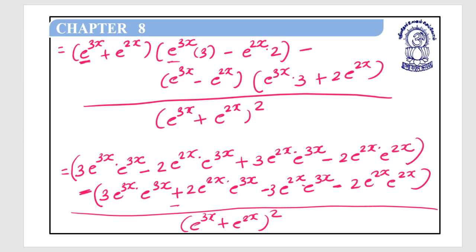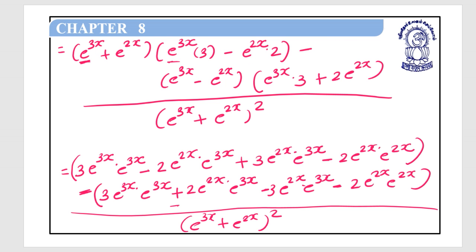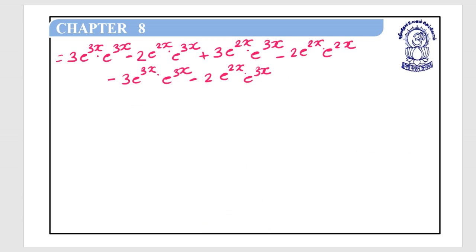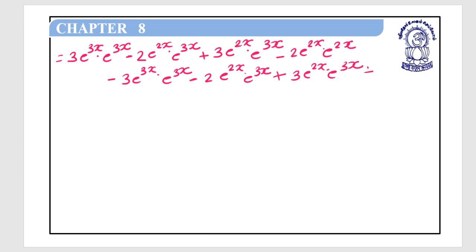Here plus becomes minus, so minus 2 e raised to 2x into e raised to 3x. Minus becomes plus, plus 3 e raised to 2x into e raised to 3x. Minus becomes plus, plus 2 e raised to 2x into e raised to 2x. Okay.